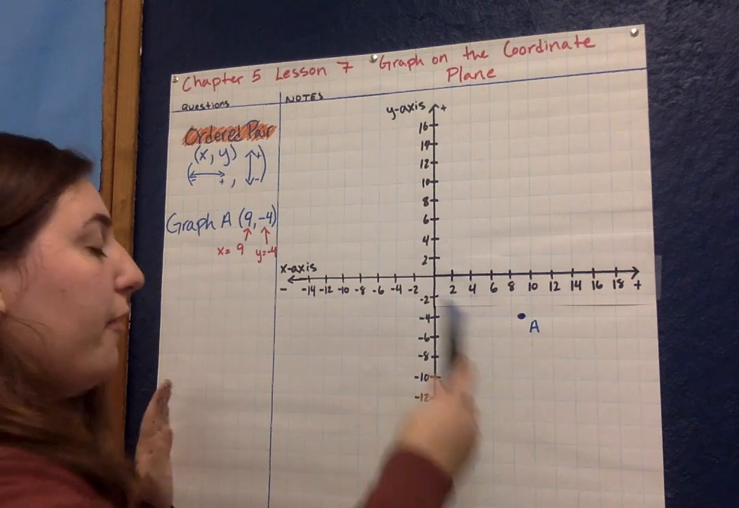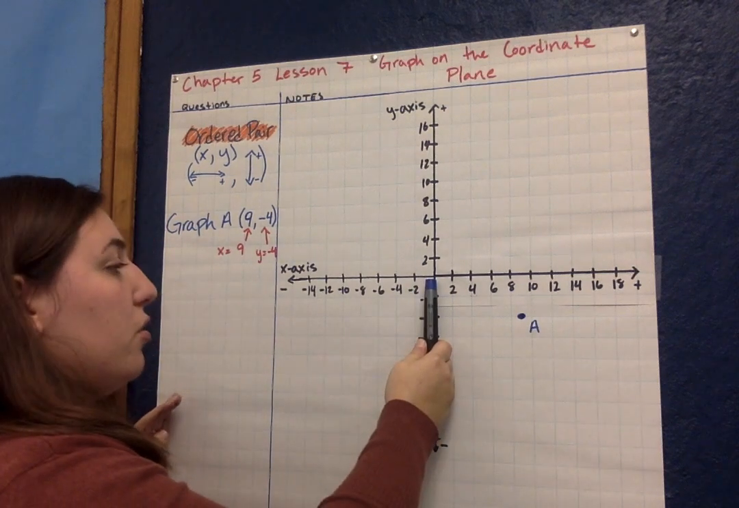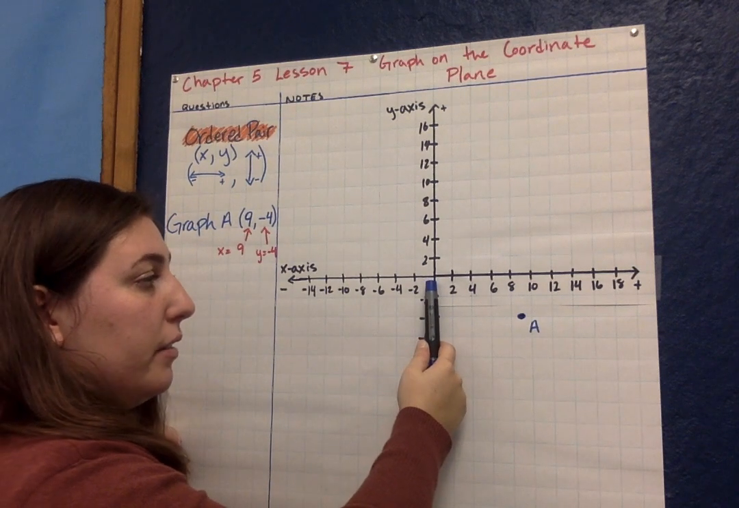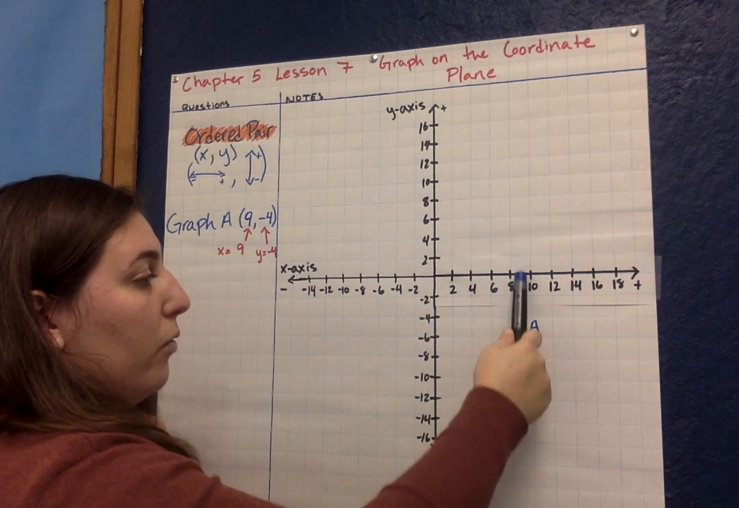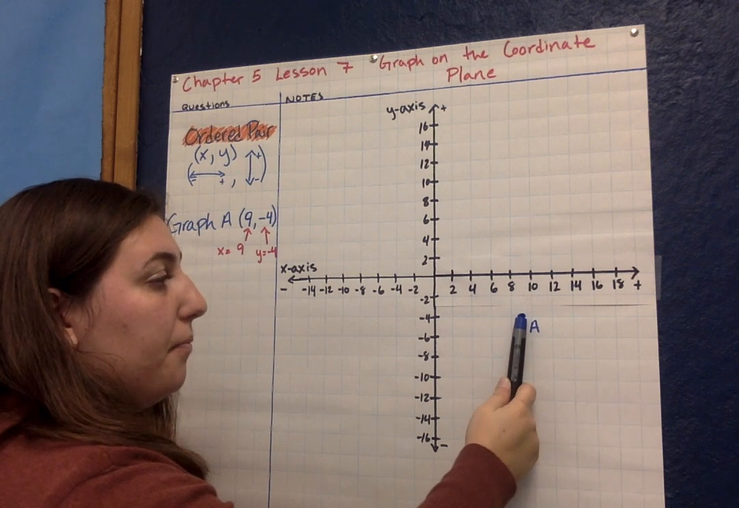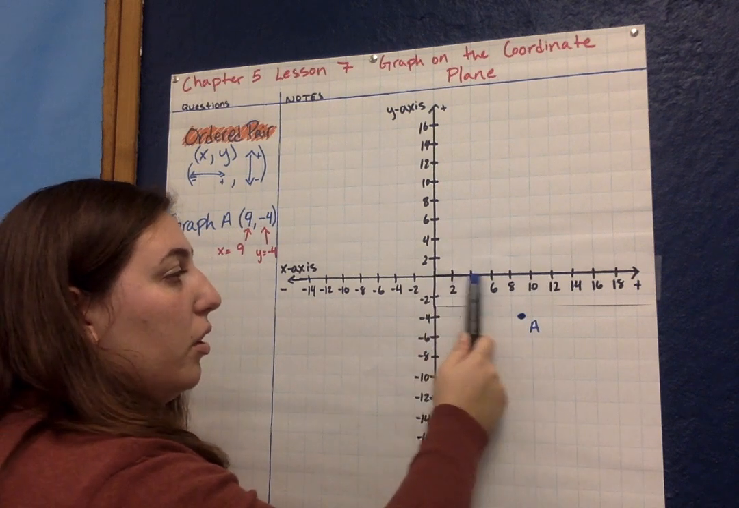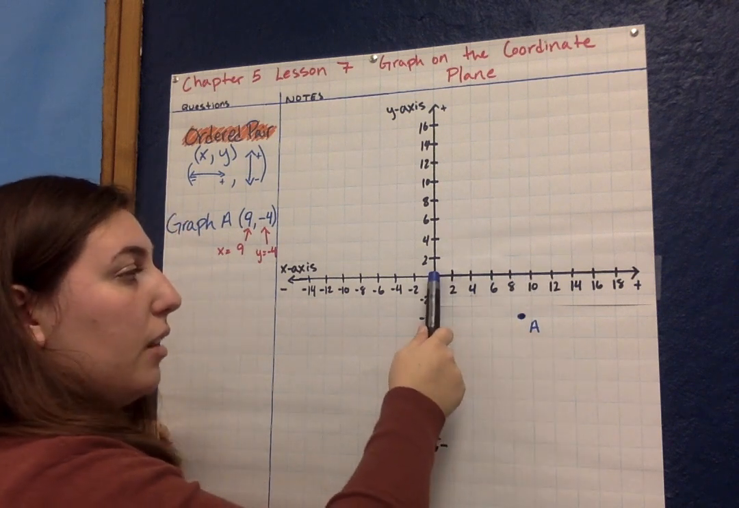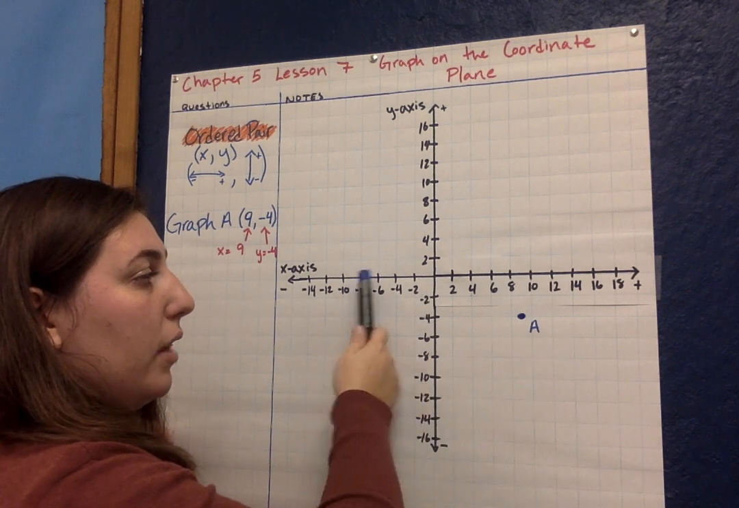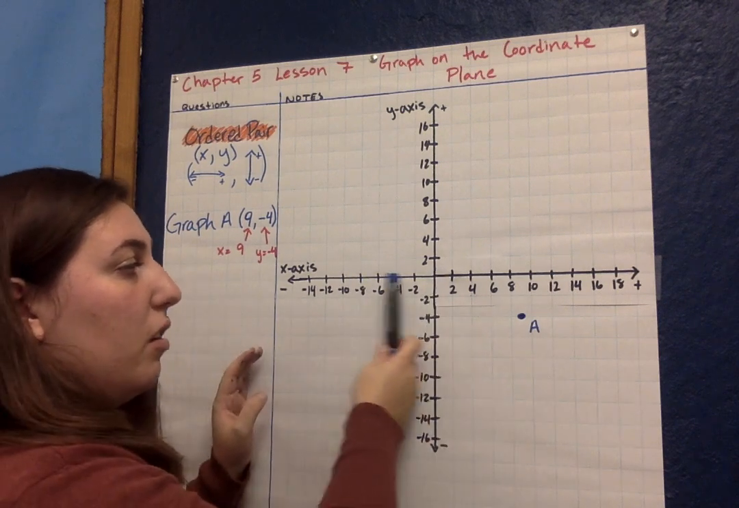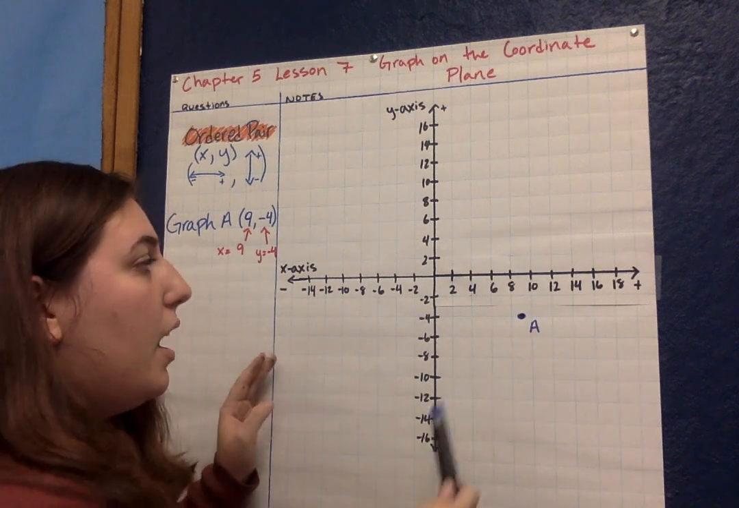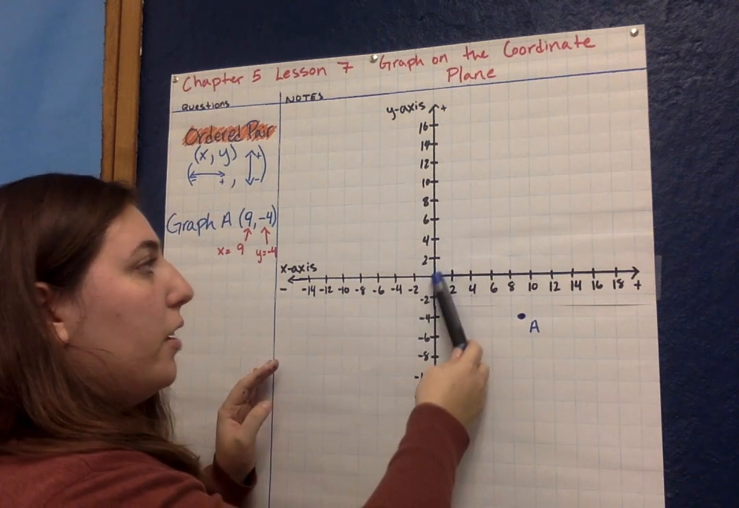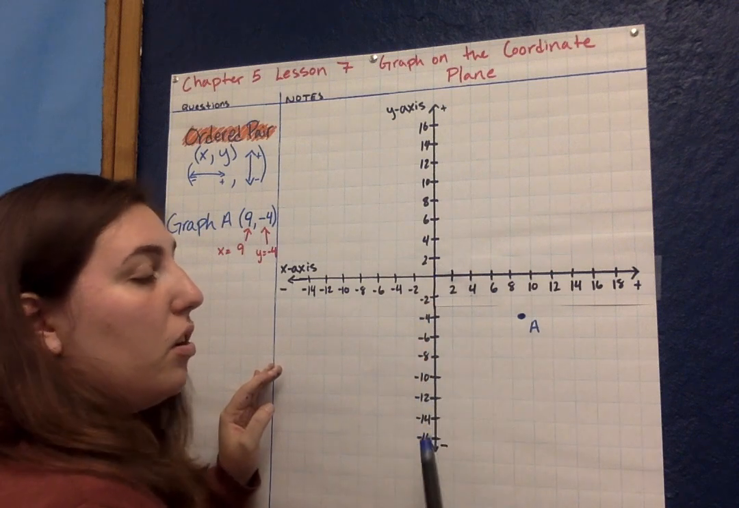So again, from 0, 0, I went to the right 9 units, okay? So that got me right here. And then I went down 4 units right here, okay? So you're always going to start at the origin and either go right or left. If it's negative, you're going to go left. If it's positive, you're going to go right. That's for the x-axis. On the y-axis, if it's positive, you'll go up. If it's negative, you'll go down.